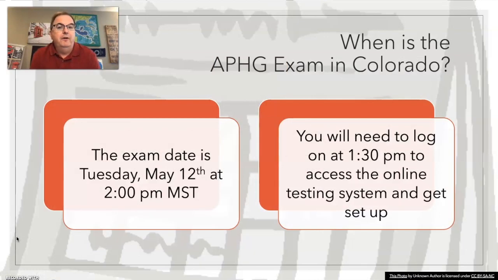So we're in Colorado. When is the exam this year? Well, it's going to take place Tuesday, May 12th at 2 p.m. Mountain Standard Time. So you have to be there at your house at that time, making sure you're ready to go. I'm going to ask that you log on at 1:30 to access the online testing system, make sure it's set up and working properly. We want to make sure that this works smoothly.